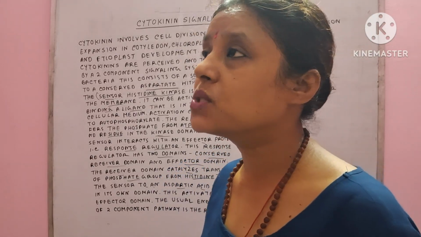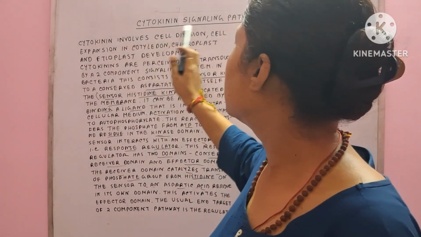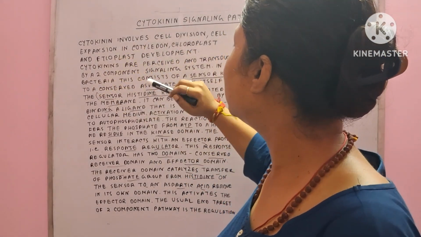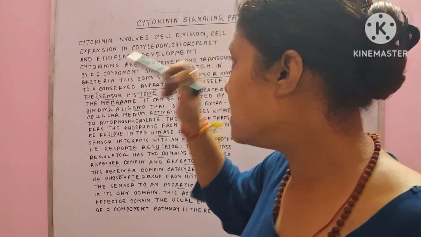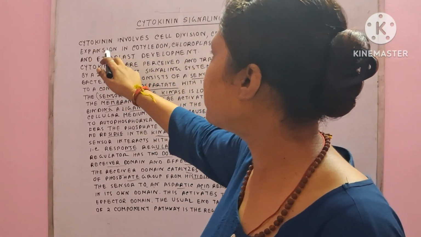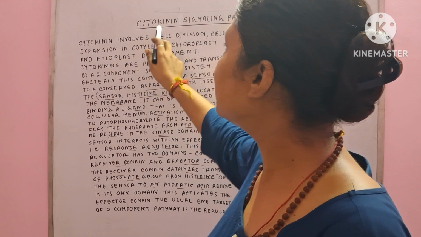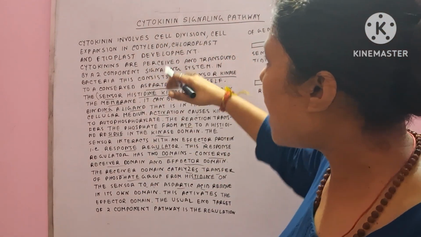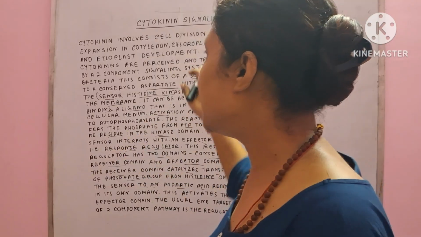Today I come with another video, that is the cytokinin signaling pathway. Cytokinin is one kind of plant hormone, and it helps generally in cell division and cell expansion in the cotyledon, and in chloroplast and etioplast development. Actually, it helps in cell expansion by the process of cell division. So how this signaling pathway occurs in cytokinin is explained here.